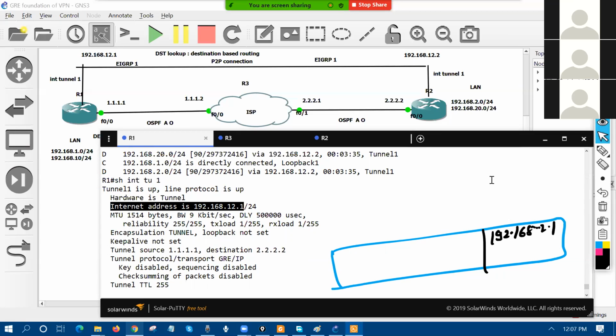12.1, right? And what will be the destination source of the public? The public source will be 101. Destination will be what? So this is the source, destination, source, destination. So this is my what?